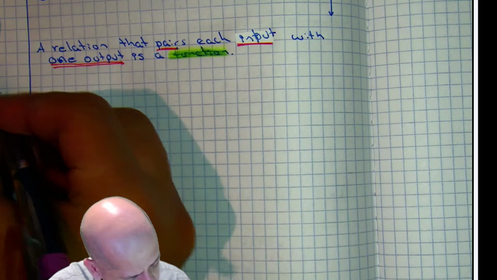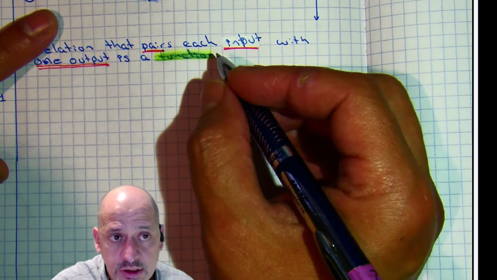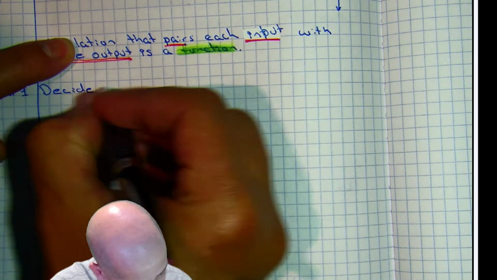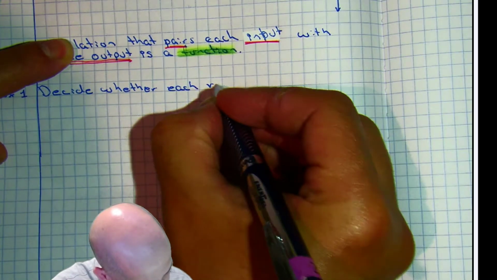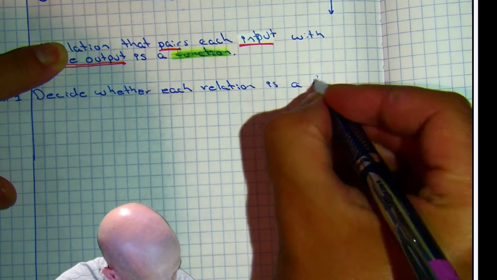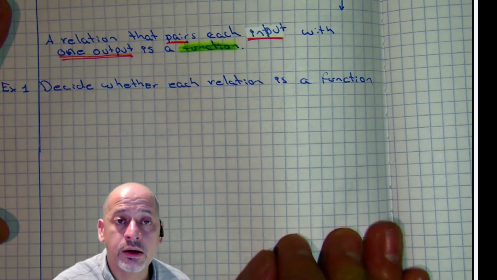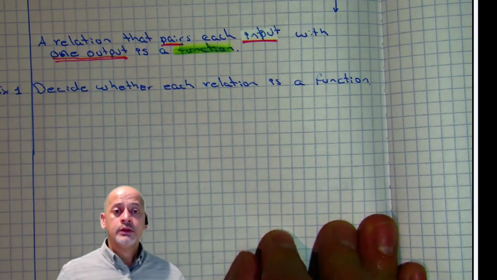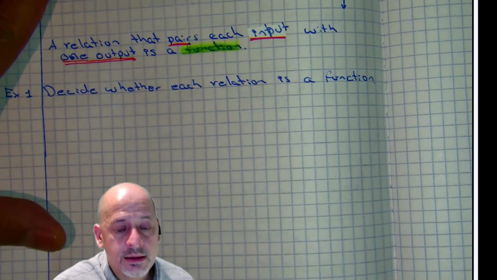Example number one. It says, decide whether each relation is a function. So therefore, for each one, we're going to write down it is a function or it's not a function. So for letter A, and we're going to have A, B, C, D, and E, and maybe F.